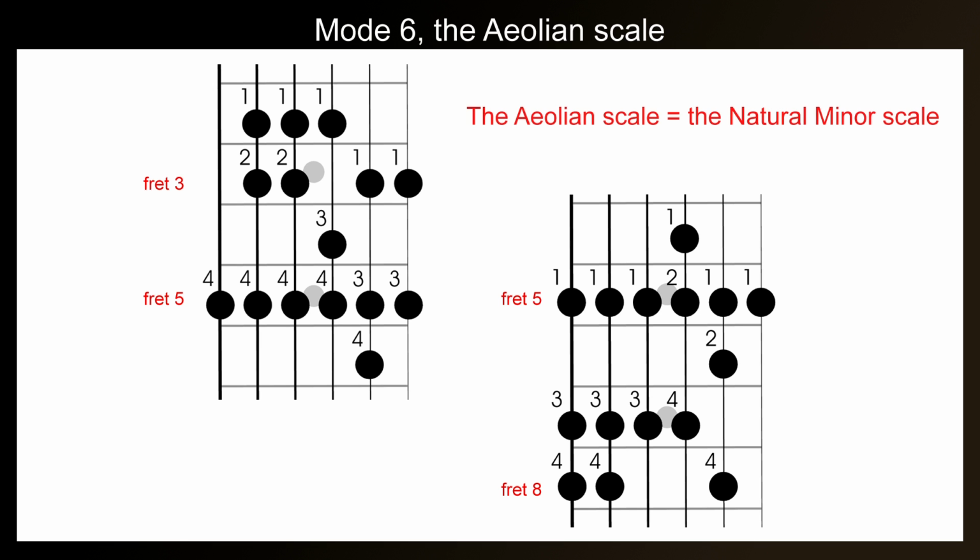Right, let's just look at some more information about this scale that you'll find very useful. At the beginning we mentioned that not only is this the Aeolian scale, but it's also the minor scale. And this is true. They're both one and the same. This is the natural minor scale that we've looked at previously.